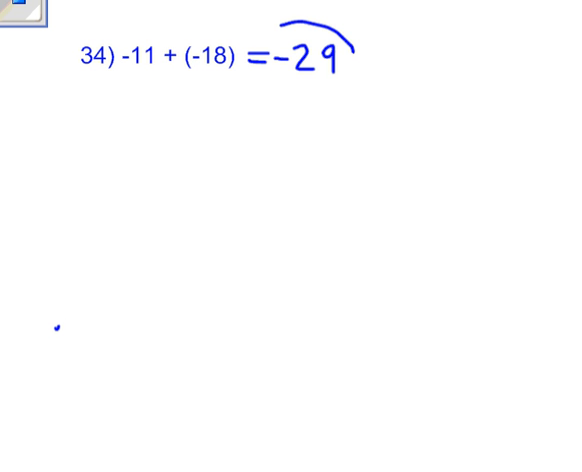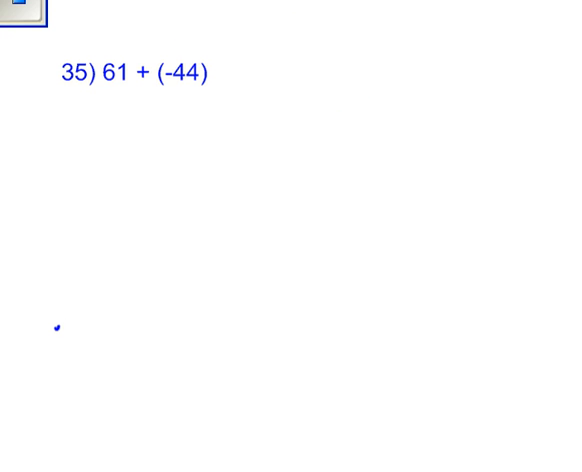33, a negative 27 and a black 38 means we're going to have to subtract them. That gives us 11, and the largest number is positive, so our answer is positive. 34, we have two negative numbers, negative 11, negative 18. They would both be red cards. We would add them together. That gives us 29. Because they're both red, it's a negative 29. 35, positive 61 and a negative 44. We're going to subtract them. That gives us 17. And because the larger number is negative, our answer will also be negative.